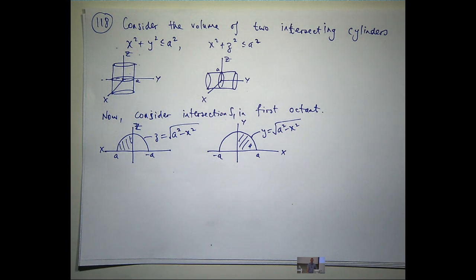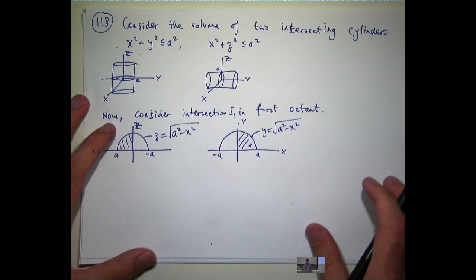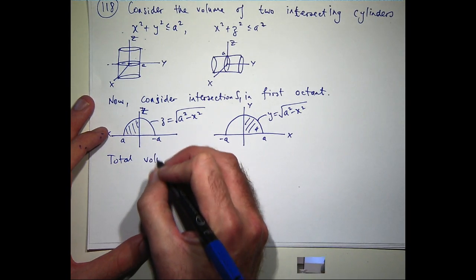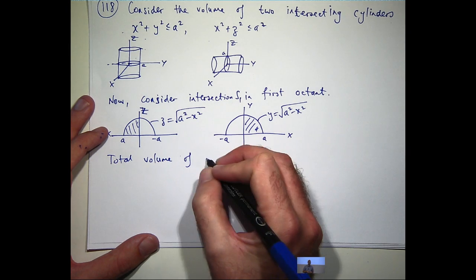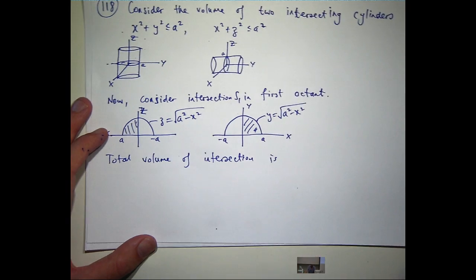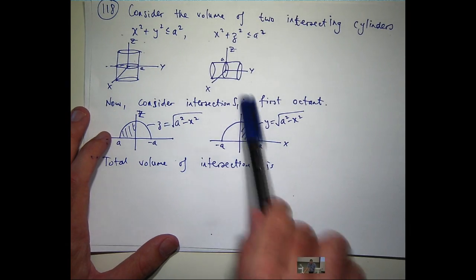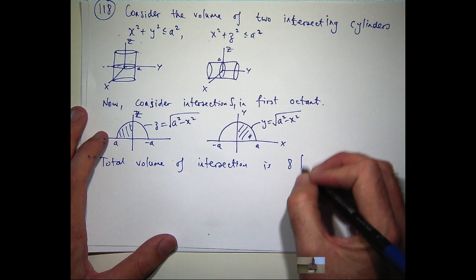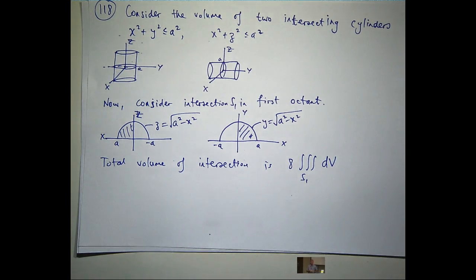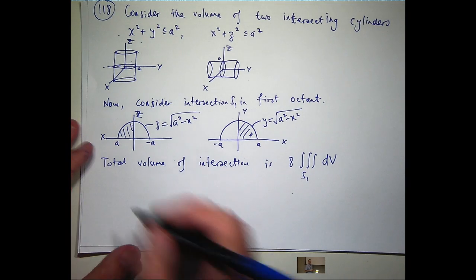Okay. So let's see if we can actually put our volume together. So the total volume of intersection, it's just 8 times the volume of S1. Okay, so let's try to describe this three-dimensional region, S1.